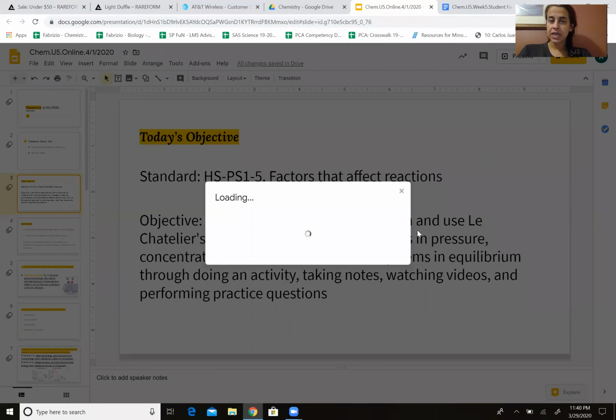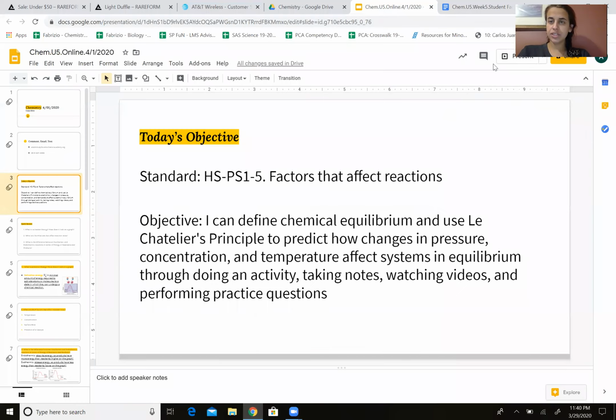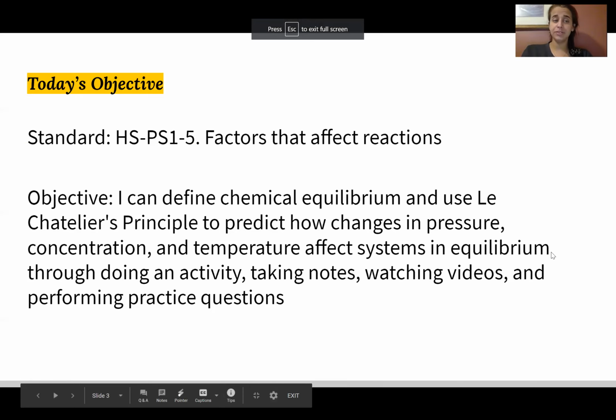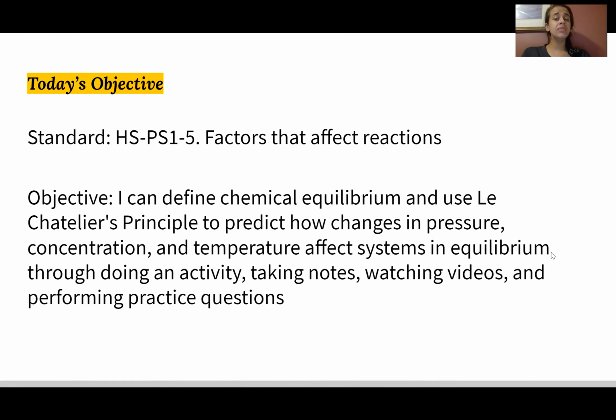So we're still working on the same standard. It is about the factors that are affecting reactions. Our objective for today is I can define chemical equilibrium and use Le Chatelier's principle to predict how changes in pressure, concentration, and temperature affect systems in equilibrium through doing an activity, taking notes, watching videos, and performing practice questions.